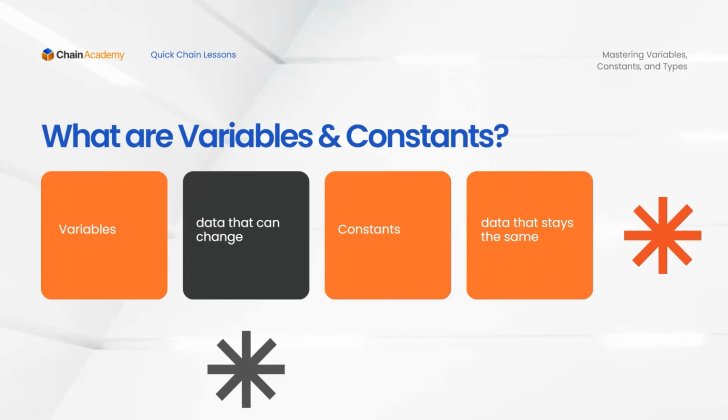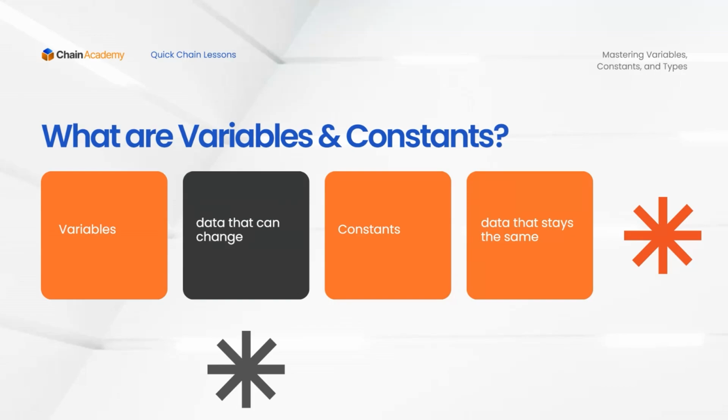Let me ask you this: have you ever checked your phone battery? Does it stay the same all day? Of course not, because it changes as you use your phone. That is exactly like a variable in programming. Its data can change. In Go, a variable is a container that holds information like a student's age, your name, your score in a test, which might change later.